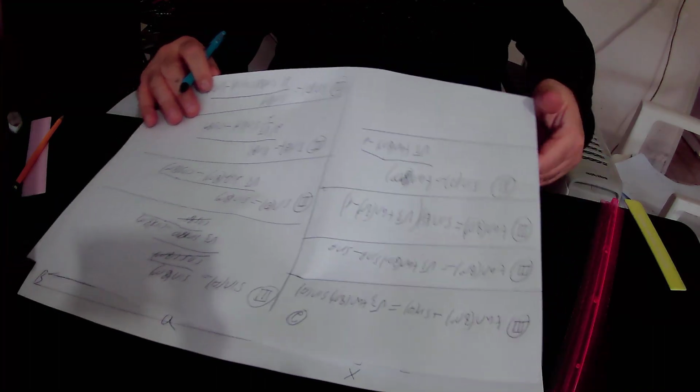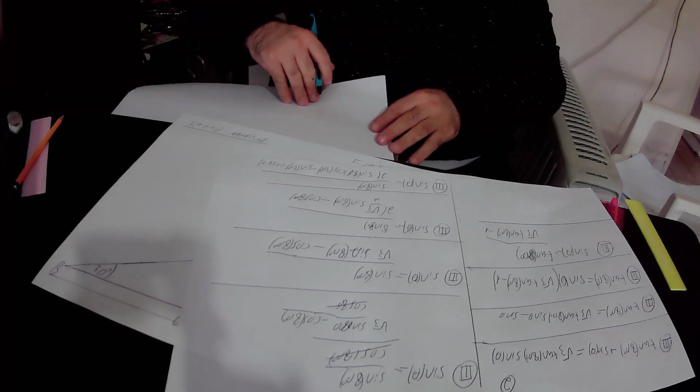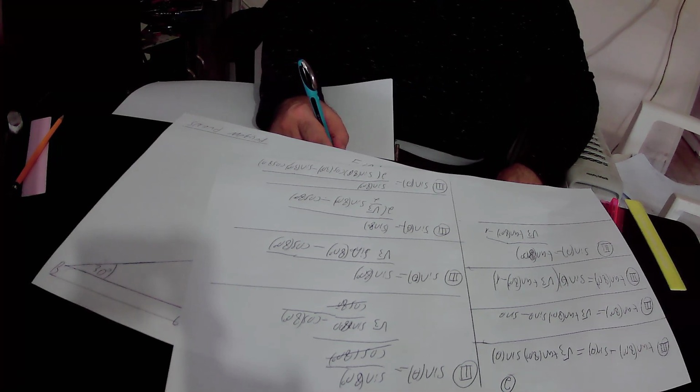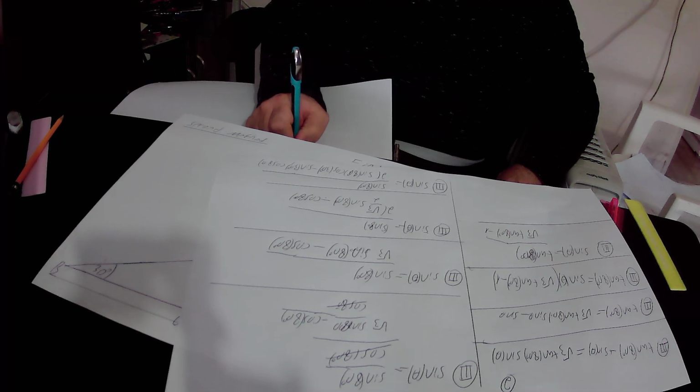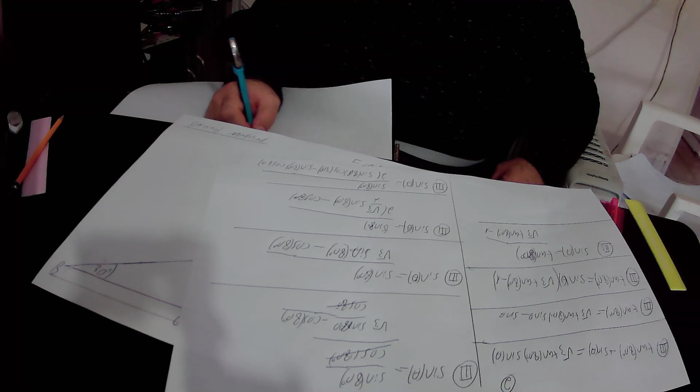So actually this expression is very similar to the trigonometric identity that states that sine A times cosine B minus sine B times cosine A equals sine A minus B.